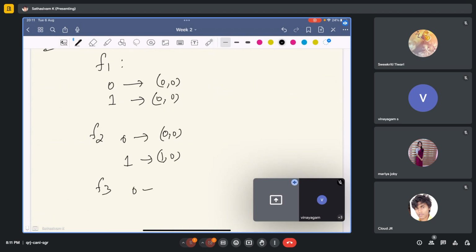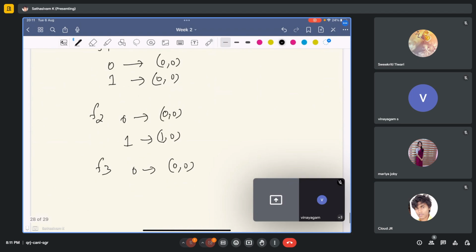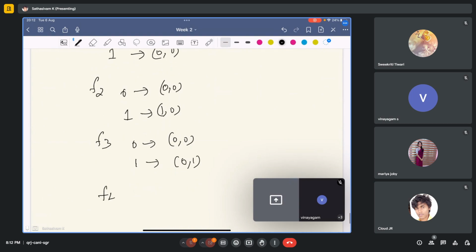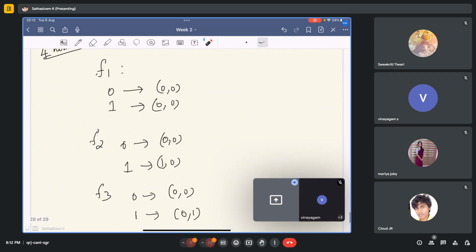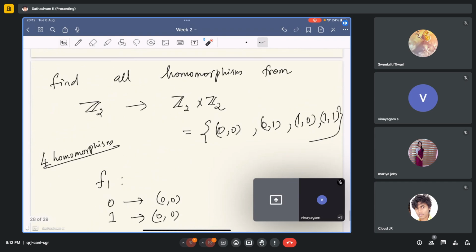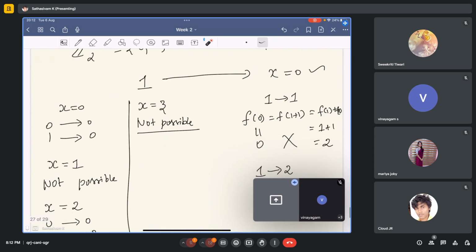So F3 takes 0 to 1, 0, 0. So you got the idea, right? What I was trying to write. So that particular problem that we encountered here will not happen here, because if you take any element and add it twice, you will get 0. In this case, if you add it twice, it does not come as 0. So there is a problem here.